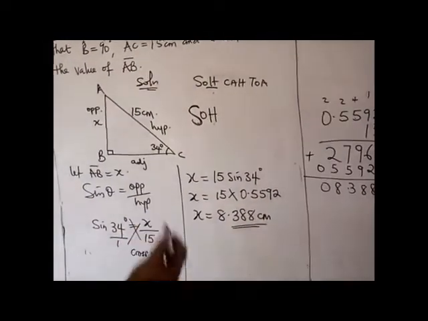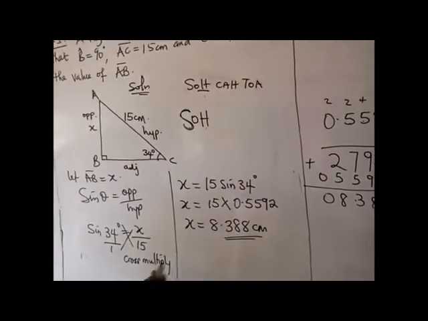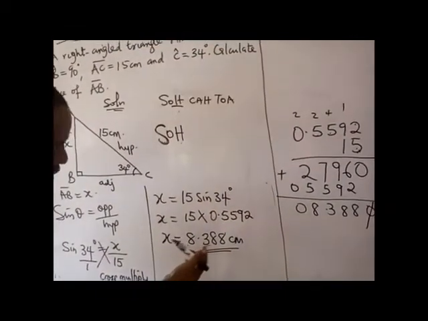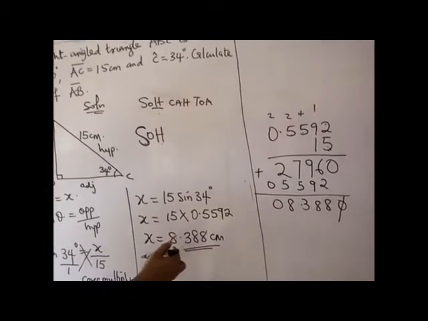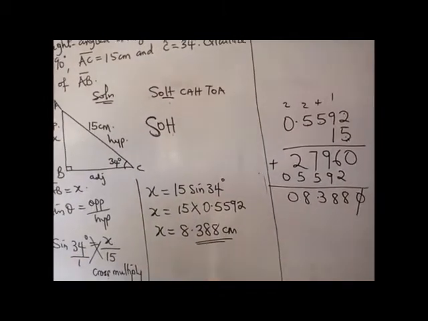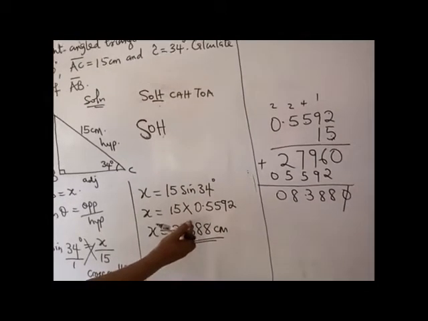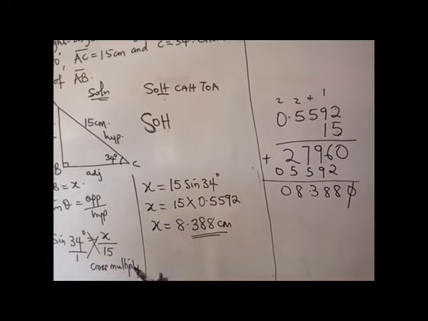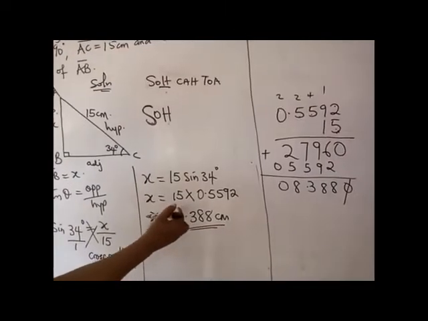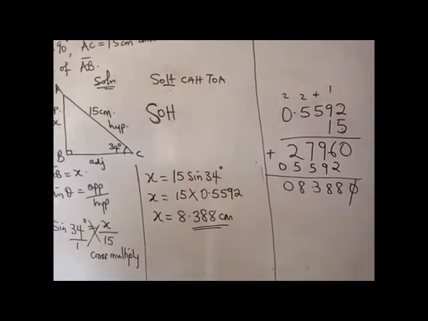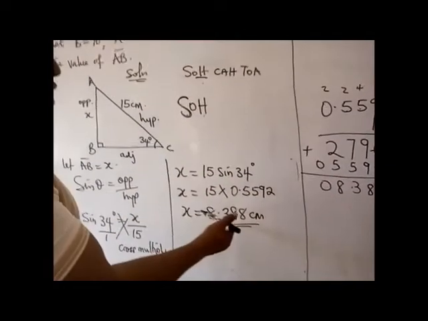8.388 centimeters. If you are told to approximate to two decimal places, this 8 adds one to the other 8 and becomes 8.39. If they say approximate to one decimal place, 8 adds 1 to 3 and becomes 4, so 8.4. If they say approximate to the nearest centimeter, 3 cannot add to 8, so it becomes 8 centimeters.